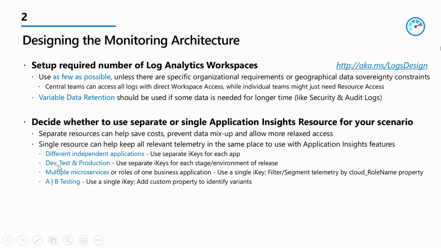Another example, if you have dev, test, and production environments, and you are flowing your application through each of these stages, it's a good idea to use separate IKeys because at the end of the day, they are separate independent applications. On the other hand, if you have a microservices architecture or you have multiple roles of a single business application, consider these as an application as a whole. So using a single IKey usually works most effectively, wherein you can still filter or segment using the cloud role name property of those applications.